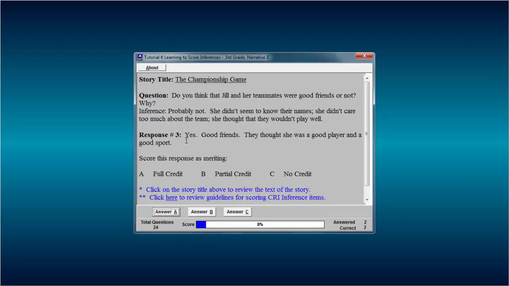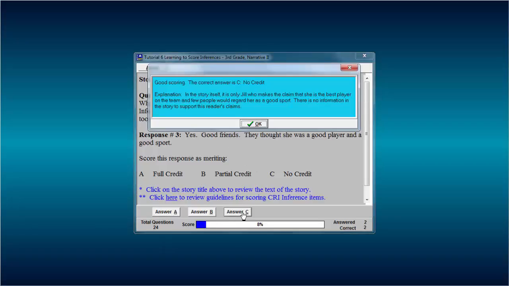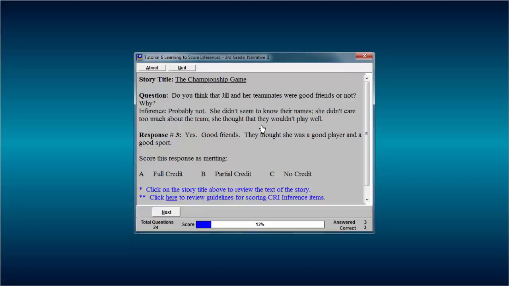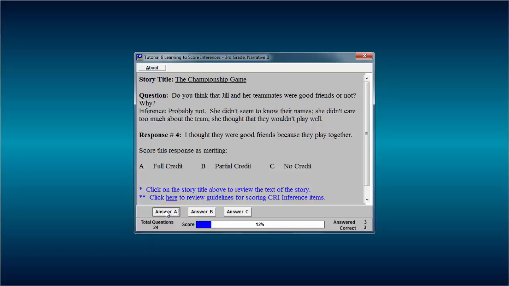This student said, "Yes, good friends. They thought she was a good player and a good sport." I don't know what passage this student read, but clearly this is a no credit. All right, so we then move on to next.